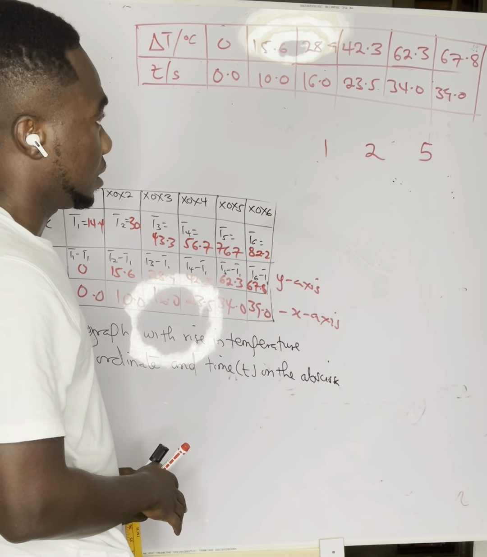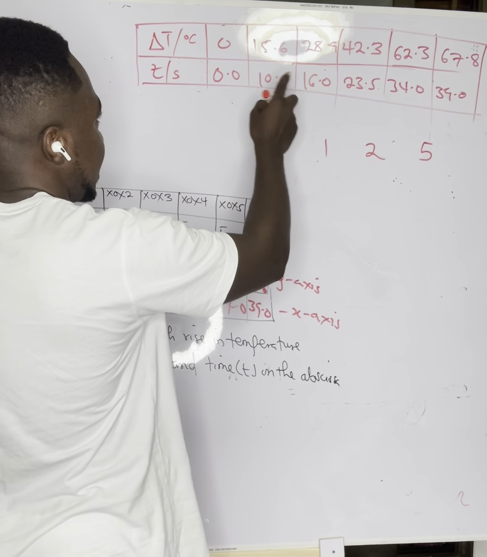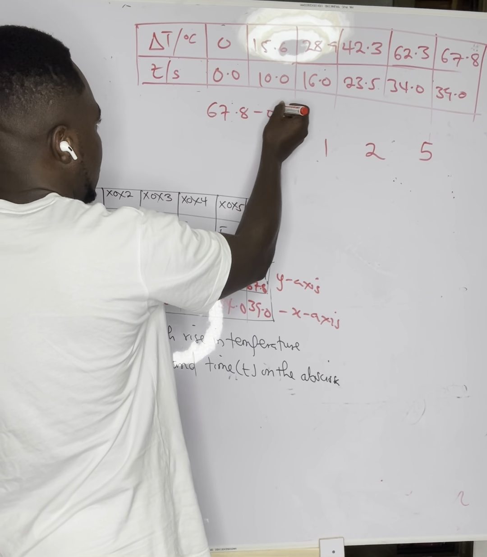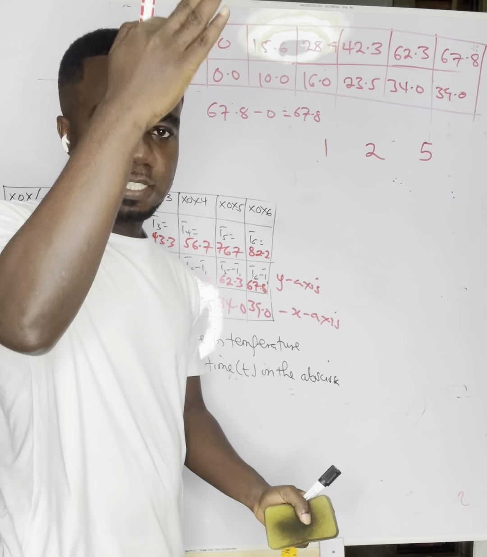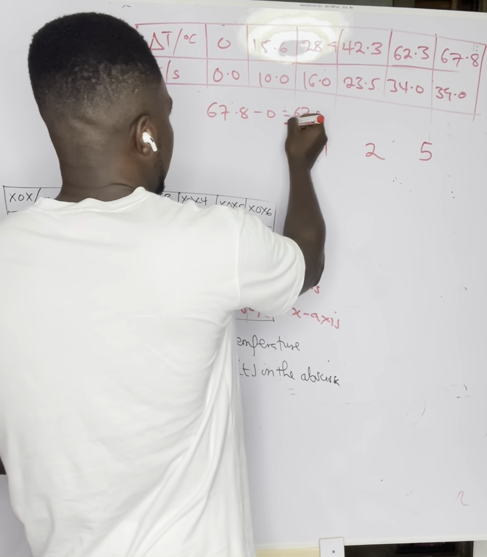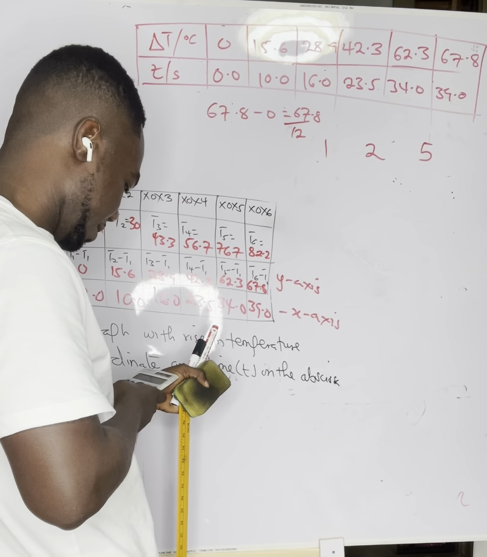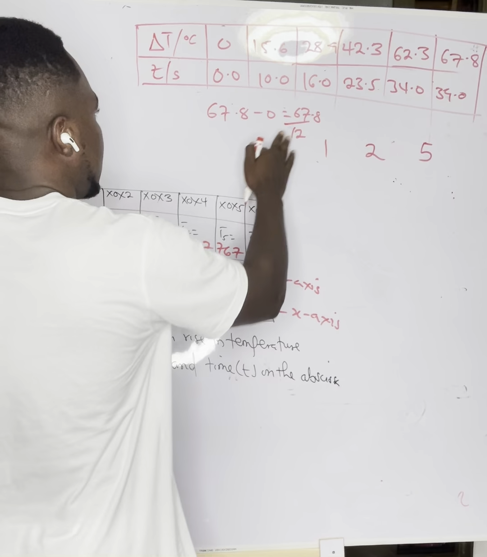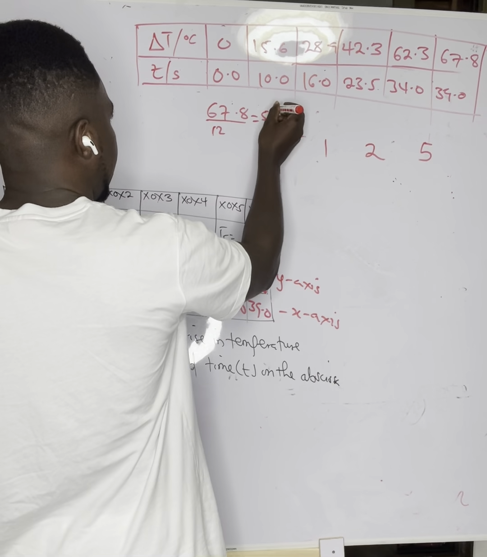Okay. So 67.8, subtracted from the origin, you get 67.8. Then divide by the number of boxes on the y-axis. On a standard graph sheet, the y-axis number of boxes is 12. So 67.8 over 12 will give us 5.65.